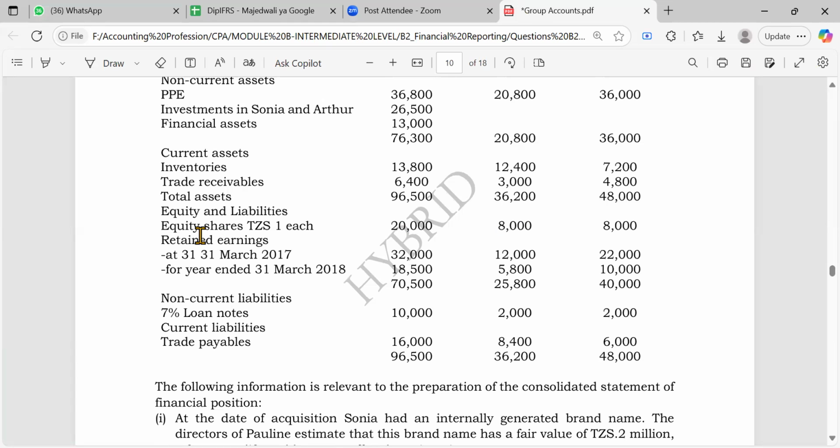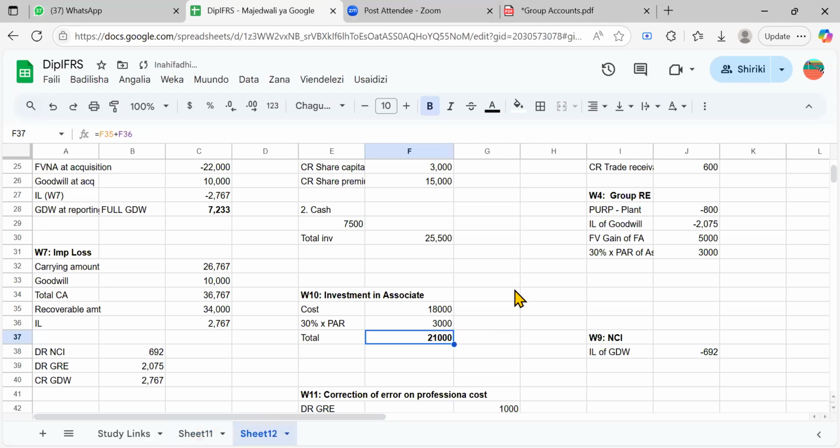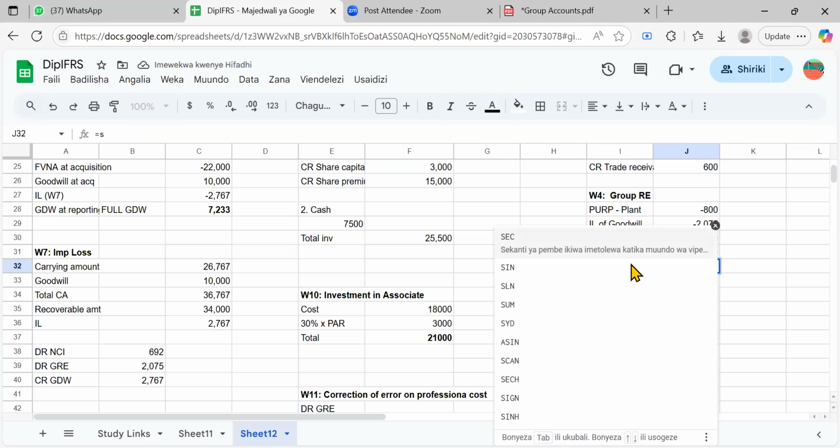And then you go down and you have the retained earnings. This is the group retained earnings, so you have to take 32,000 plus 18,500. They are together, right? 32 and 18. Yes. Okay, this is group retained earnings. You know, this was on a certain working. Group retained earnings, it was here, right? So you could just get the total there. How much should it be?